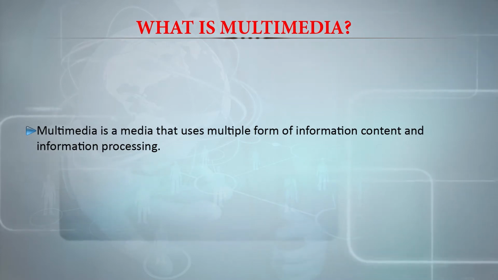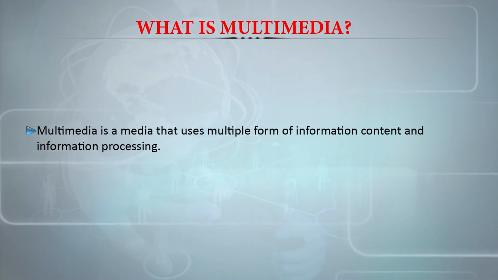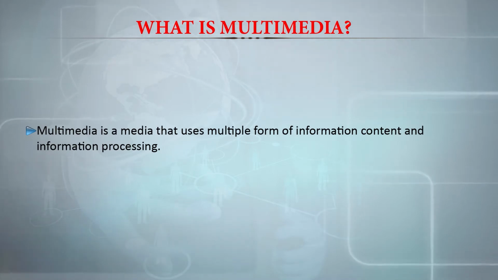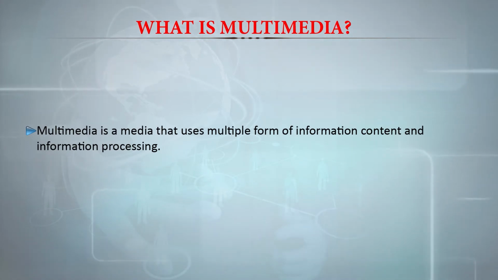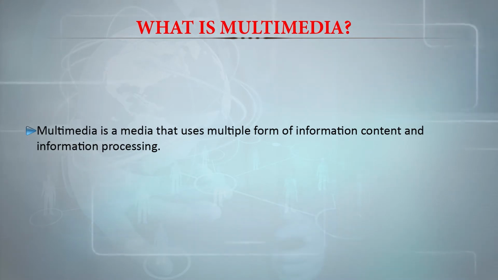So, multiple forms of information or content and information processing. That means, if you are giving the multiple information, the content will be processed and the content will be delivered to the user.